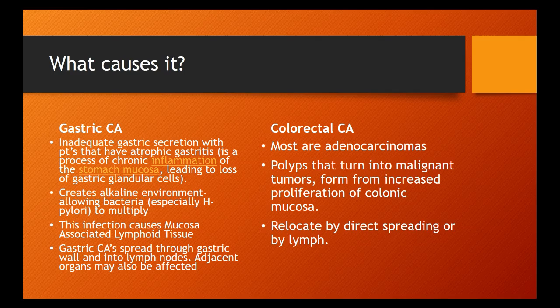Colorectal cancers, on the other hand, are also adenocarcinomas. They're typically polyps, and if you've heard of polyps in the colon, these usually turn into malignant tumors. They form from increased proliferation of colonic mucosa, and they spread by direct extension or through the lymph.